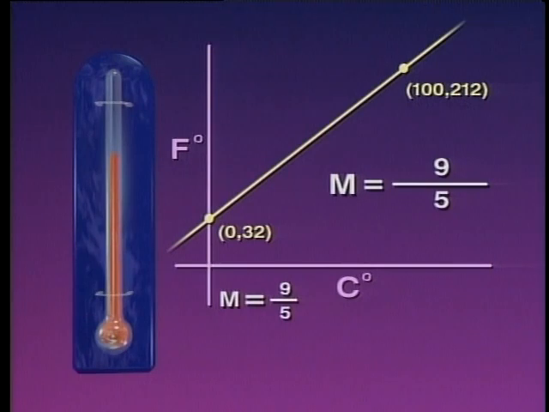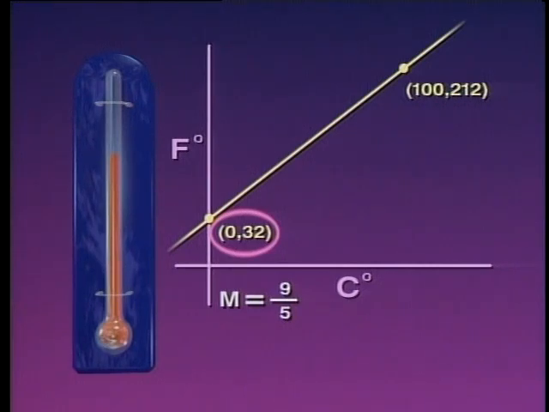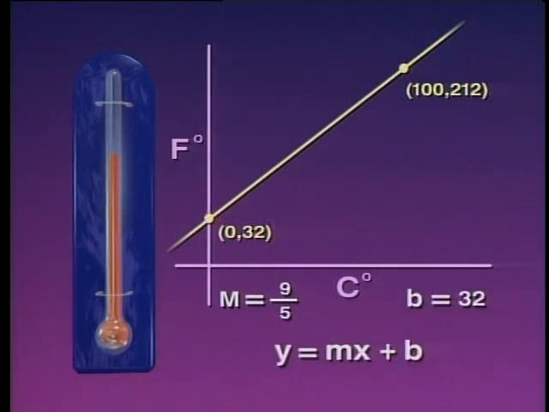Okay, with the slope in hand, let's find b, the y-intercept. Since our first point is 0, 32, we automatically know the y-intercept. It's 32. With the slope and the intercept, we now know the formula for the Fahrenheit-Celsius relationship. It's y equals 9/5 times x plus 32. But let's use the more familiar symbols, F for Fahrenheit and C for Celsius.